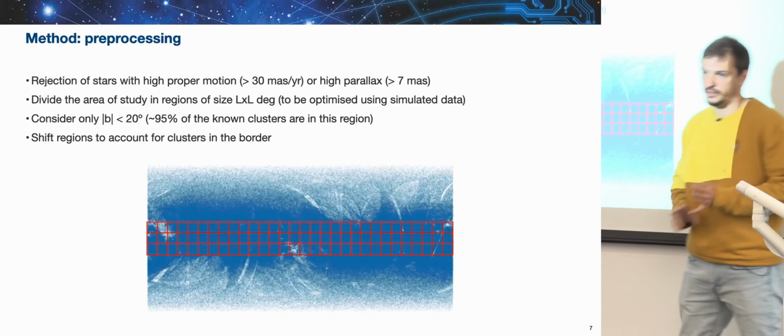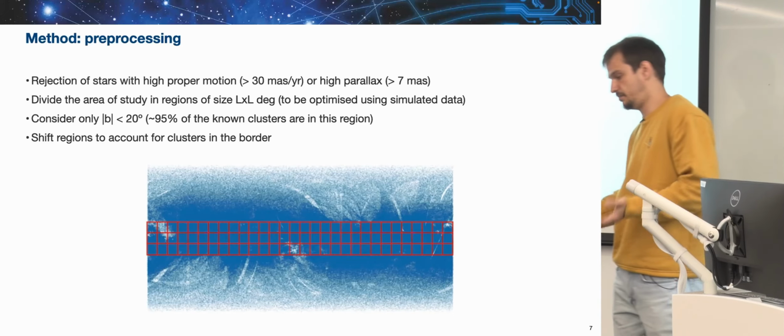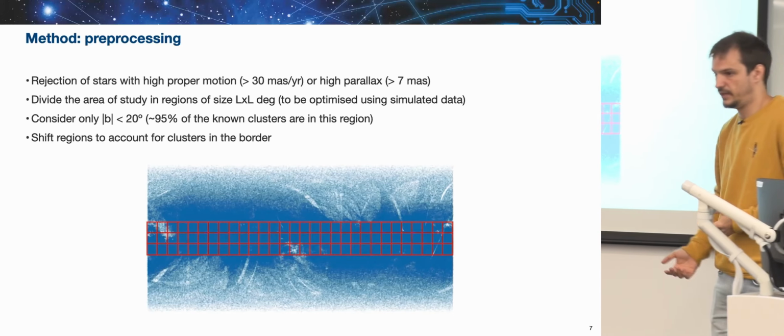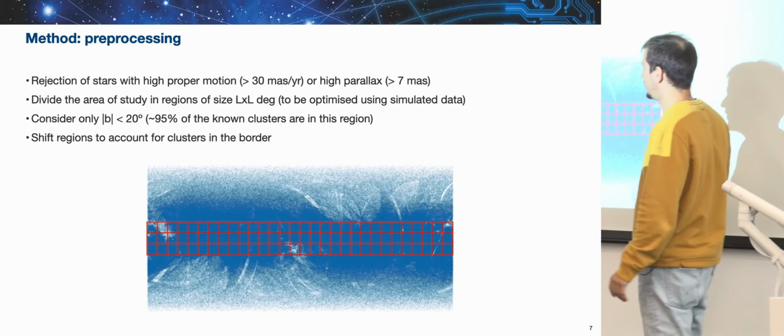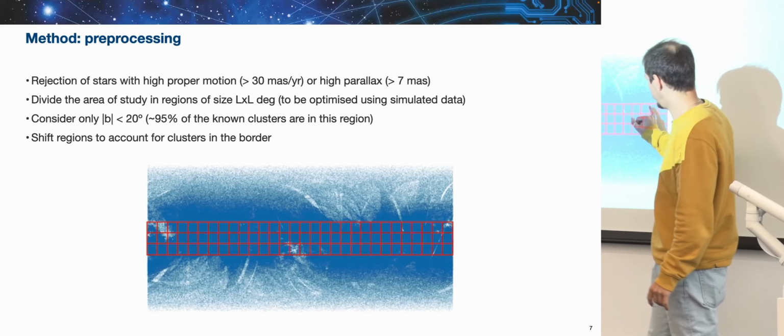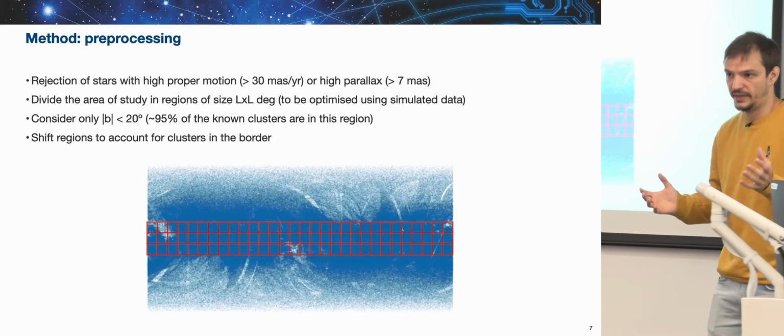We are looking only in the galactic disk because it's where we expect to find more of the clusters. In previous catalogs, like 95, 96% of the clusters were found in the galactic disk. So we focus only on this region. And then we divide this region into smaller areas because we are looking for overdensities.